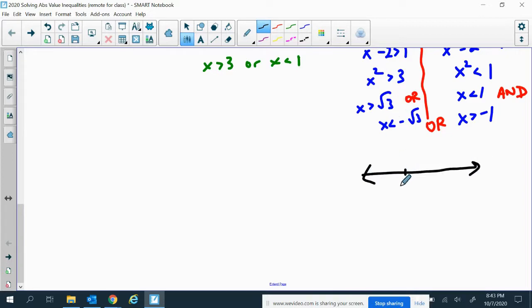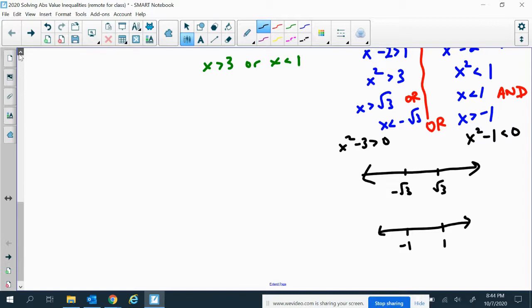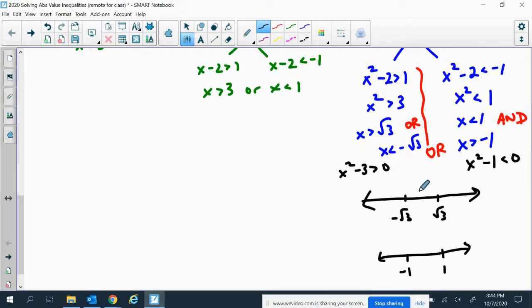So if I'm looking at negative root 3 and positive root 3, and I'm looking at negative 1 and 1 inside of these things, I would plug in these numbers and see whether it works out. So I could say x squared minus 3 is greater than 0, and x squared minus 1 is less than 0. And I could use the number line method for these, and I would figure out that this is greater, this is not, this is greater, this is not, this is greater.